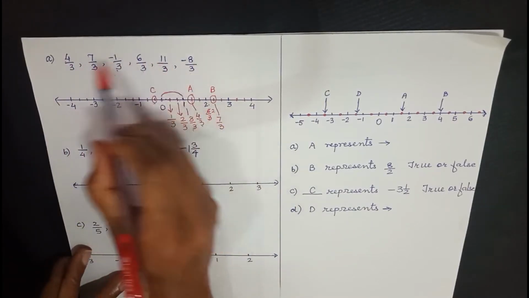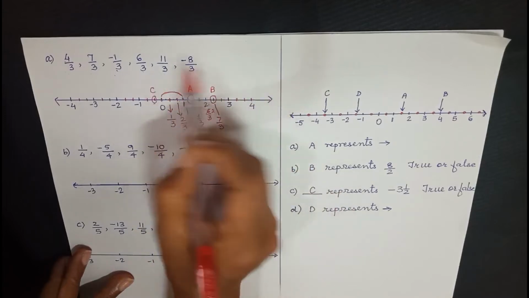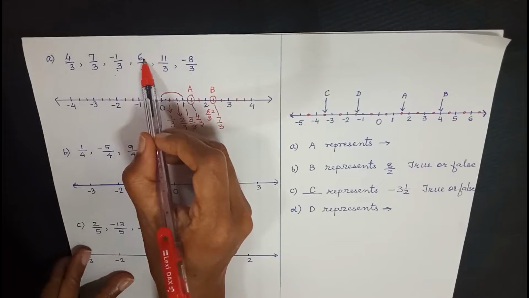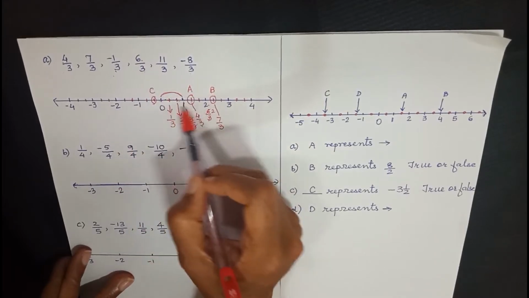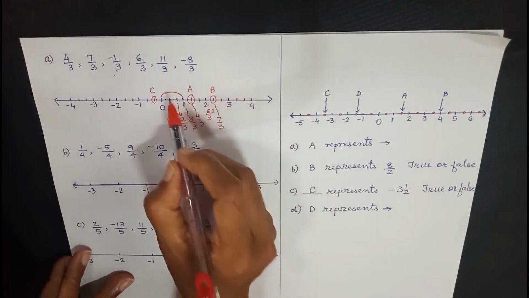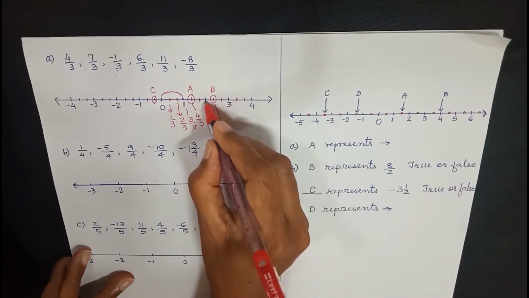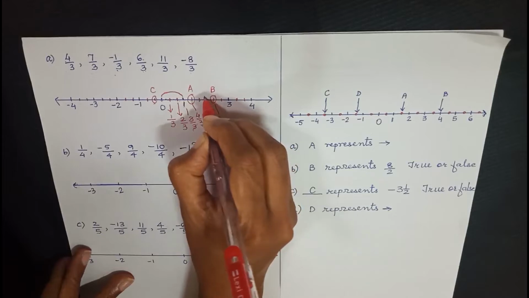So now we just have to look at the numerator and go that many parts either to the right if it is positive or to the left if it is negative. For example, 6 upon 3. So we have already divided into 3. So we go 6 parts to the right. So 1, 2, 3, 4, 5 and 6. So you will see this 2 represents 6 upon 3.